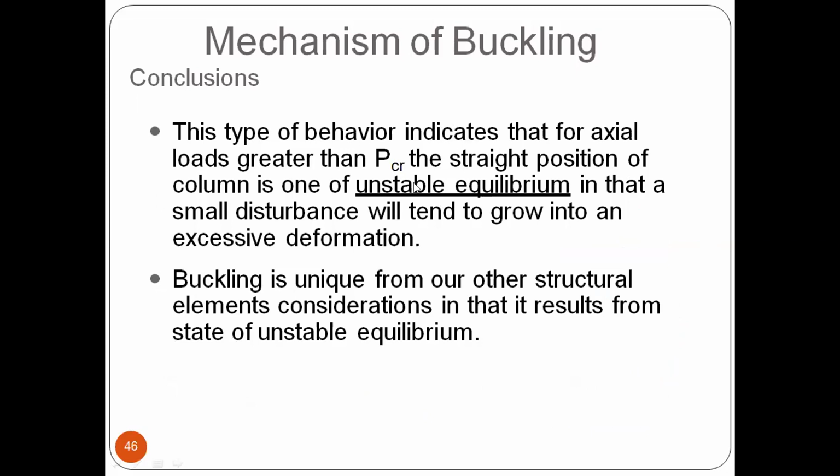So from buckling, what can I conclude? This type of behavior indicates that for axial loads greater than the critical load, the straight position of the column is one of unstable equilibrium. In that, a small disturbance will tend to grow into an excessive deformation, isn't it? So that is how things happen. And buckling is unique, because all buckling won't be the same. Every buckling has its own uniqueness based on its slenderness property. Compared to other structural element considerations, it results from a state of unstable equilibrium. Okay, so you can't say every buckling is the same. They are all unique somehow.